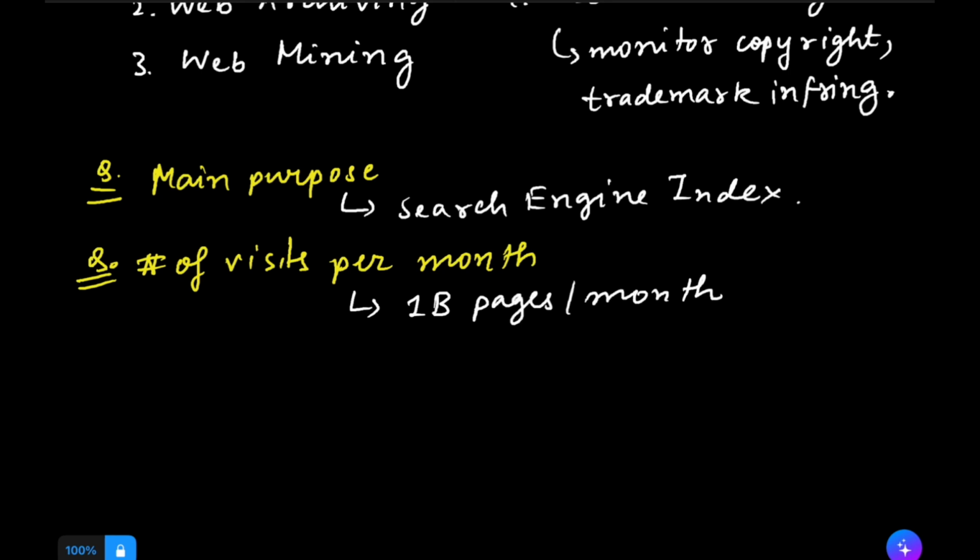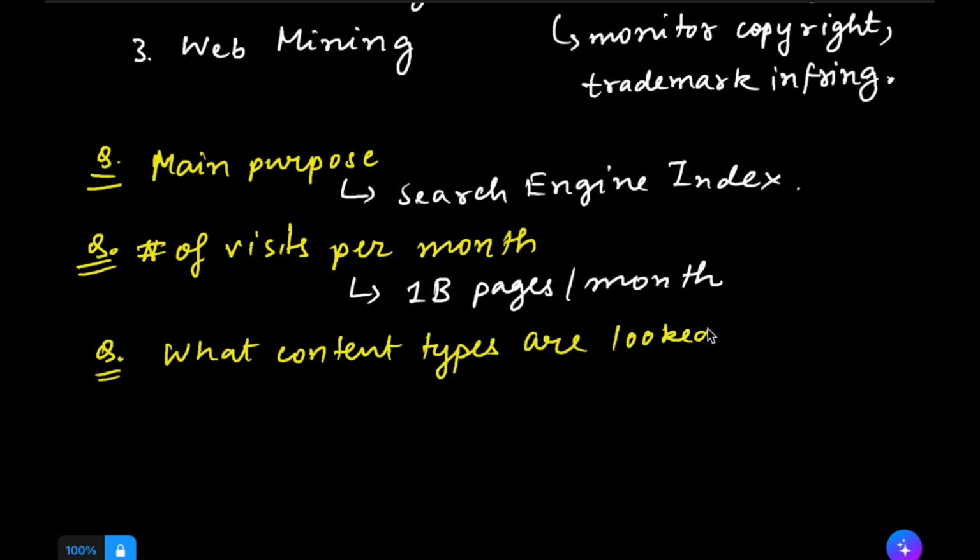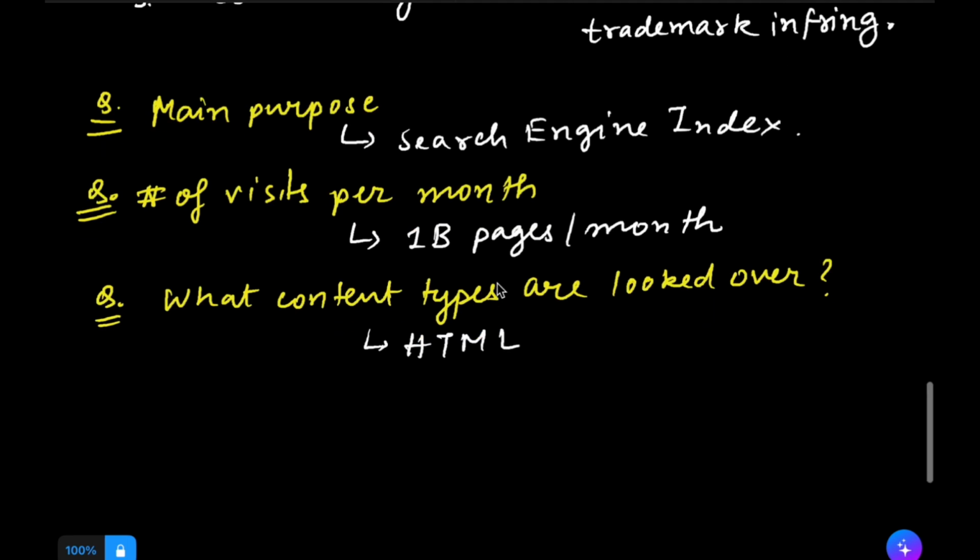Another important question for designing your web crawler is, does my web crawler only look over the HTML content, or does it look over the PDF content, image content, and what else? We can have a discussion about what content types are looked over. Let's say currently we only look over HTML content.